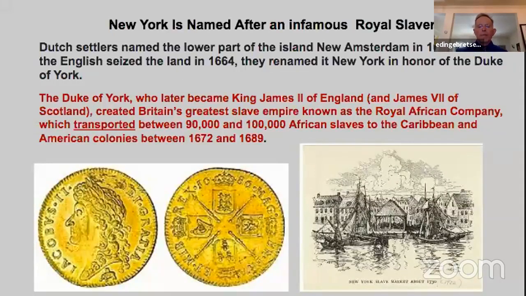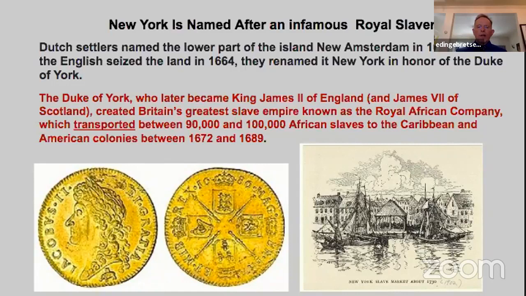Here's where it gets fun, maybe. Not fun. Dutch settlers named the lower part of the island New Amsterdam in 1624. When the English seized the land in 1664, they renamed it New York. Now, 1664 is 100 years before the colonies resist the government. They rename it New York in honor of the Duke of York, the brother of Charles II, who had been reinstated after Oliver Cromwell.